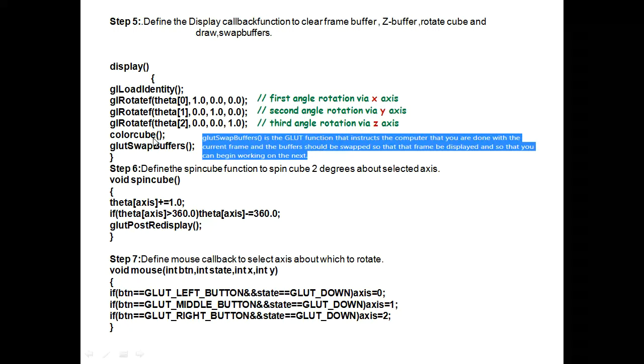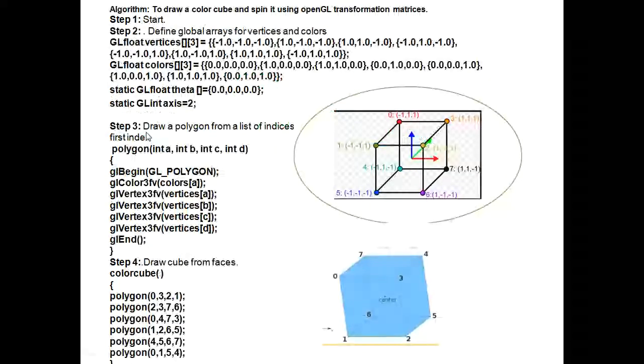Okay, and color cube. What is the objective here? We need to create the color cube first. Then we need to spin the color cube. First, we will see how the color cube is created. For that, we are calling the function colorcube. Just we need to jump to the colorcube here. Here is the colorcube.